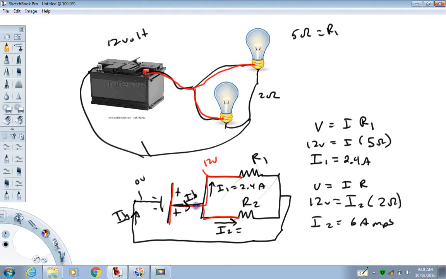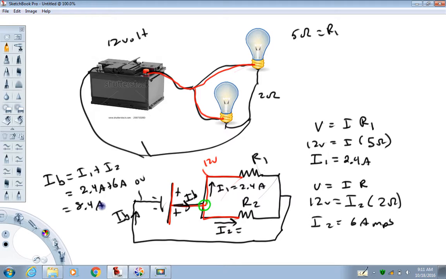So anyway, at this junction right here where these wires come together, going into that junction is the current I've called IB for current from the battery. Going out is the I1 plus I2. Now, plus because they are both going out. If I backtrack I2, that's leaving this junction, so is I1. So this is going to be 2.4 amps plus 6 amps. So we get 8.4 amps.